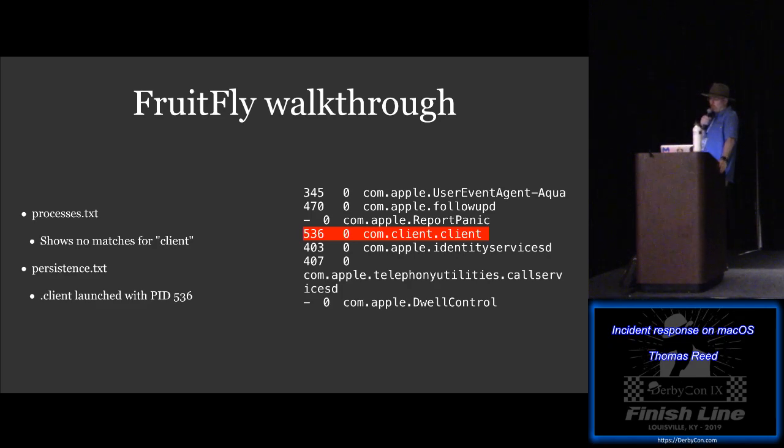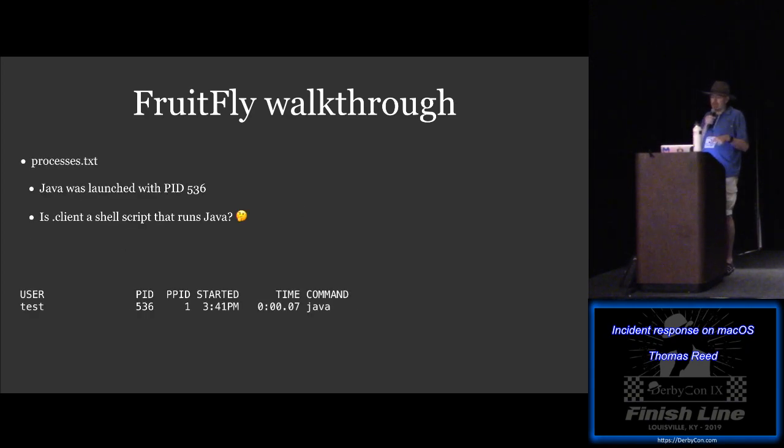And we can look in persistence again, and there's actually, my scripts will collect the output of launchctl list, which gives you the process ID. So we can see that launch agent plist launched something with a process ID of 536. So we can go back and take a look at processes and we say, well, there is something with that process ID, but it's called Java, not .client. So what is this? It looks like maybe .client is something that's running Java.